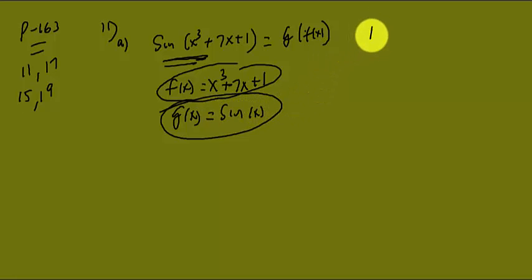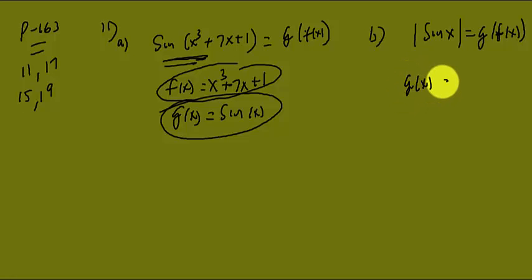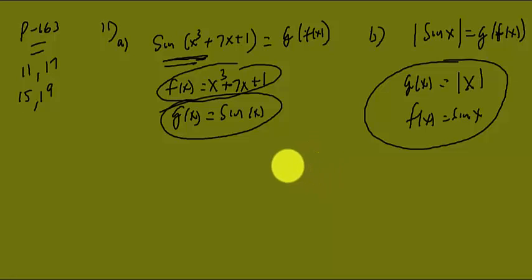So in B, you're given absolute value of sine of x. This is my g of f of x, or you can call it f of g of x. It doesn't really matter. Okay, so I'm going to call my g of x the absolute value of x. I'll call my f of x equal to sine of x. And that will work. When you combine these two functions, you'll get that.